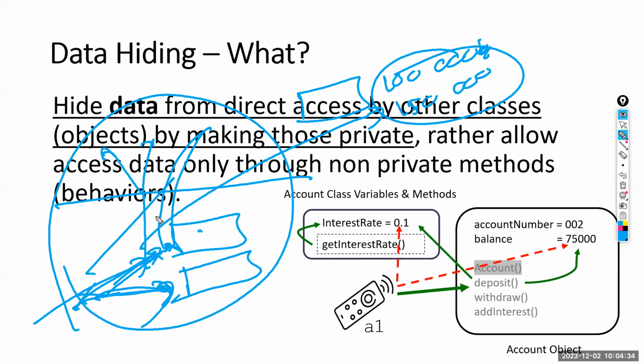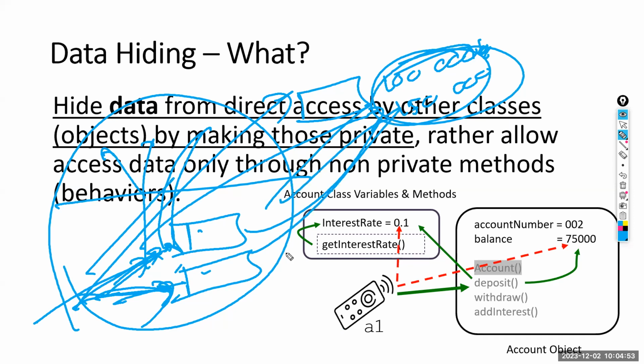Right? So you do not directly come and directly change or access your data. So data is private. So if you want to access the data, show the relevant behavior, and those behaviors will access it. That is it. Okay, that's it. So that is what data hiding is.